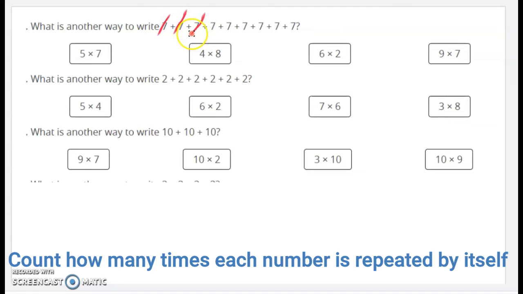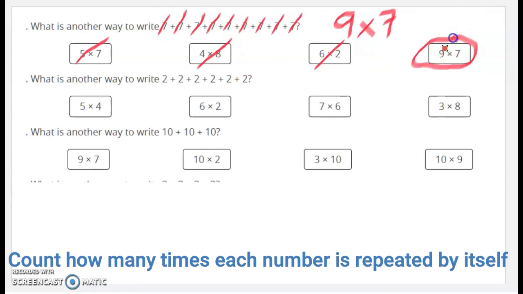1, 2, 3, 4, 5, 6, 7, 8, 9. So the number of times 7 is being repeated is 9. Okay, so that means 9 times 7. Is 9 times 7 among these 4 options? Yes, it is. It's not 5 times 7, it's not 4 times 8, it's not 6 times 2, but it's 9 times 7.